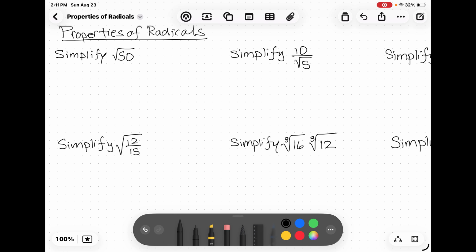So when I look at the square root of 50 here, to start with, I'm going to factor that to 25 times 2, and then I can use that multiplication split property, and I know that the square root of 25 is 5.